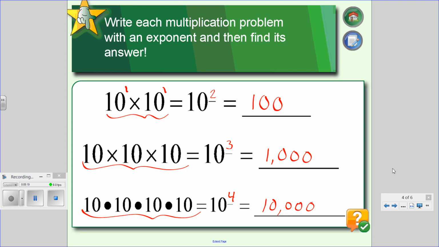We're doing a lot of things with zeros. So hopefully you're picking up that 10 to the second power has 2 zeros. 10 to the third power has 3 zeros. 10 to the fourth power has 4 zeros.